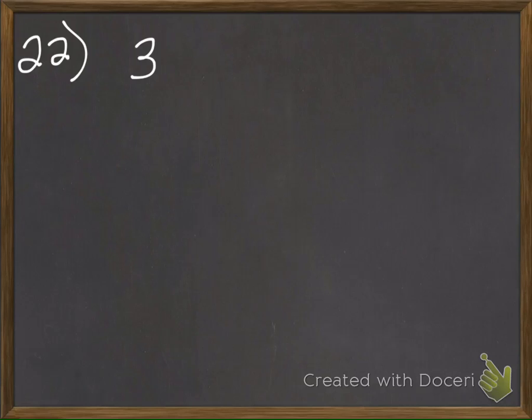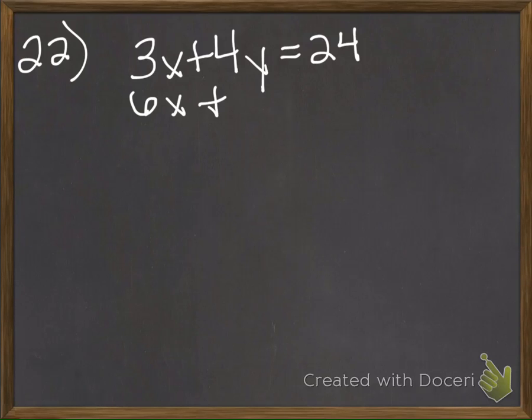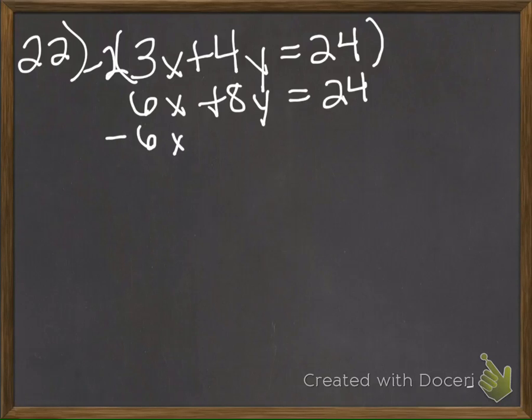All right, so let's go to number 22. And let's look at 3x plus 4y equals 24. And then we've got 6x plus 8y equals 24. Okay? And now when we look at this, we're going to have to multiply the top one by -2 to be able to work with these. Okay? So -2 times 3x is -6x. -2 times 4y is -8y. And then -2 times 24 is -48.